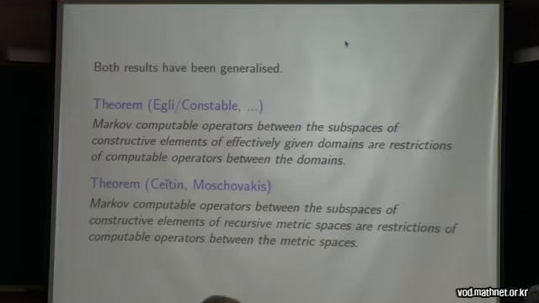In the other case, we have seen that the space of the total functions is in particular a metric space, and again under some effectivity conditions it was shown independently by Zaitin in Russia and Moskovakis in the US that Markov computable operators between the subspaces of constructive elements of recursive metric spaces are restrictions of computable operators between these metric spaces. So we have positive answers, and the question is, well, everything looks fine.